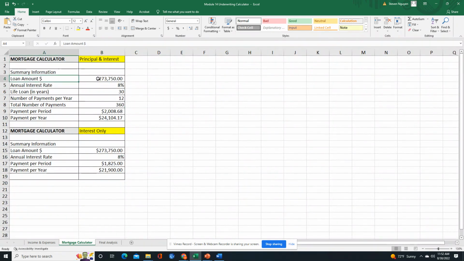So here you want to do your loan amount. I just assume a 25% down, so your loan amount will be 75% loan to value. You can just do the math, right? You can do 75% times your purchase price. Annual interest rate, I just put 8% here. Life of the loan in years, it's 30 years. It's usually 25 to 30 for apartments.